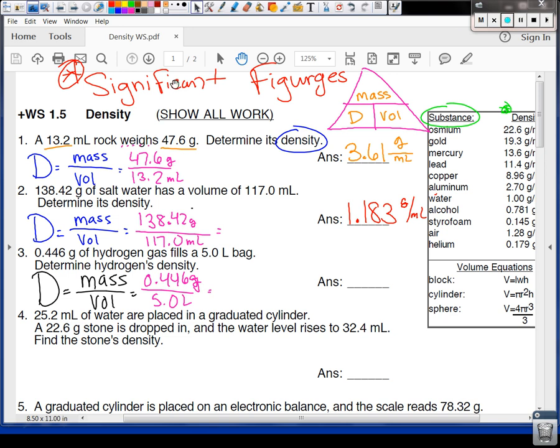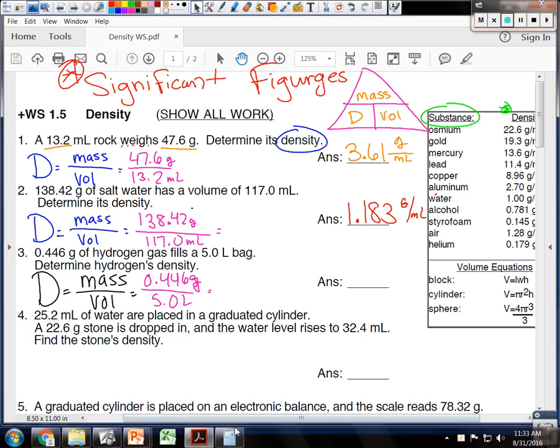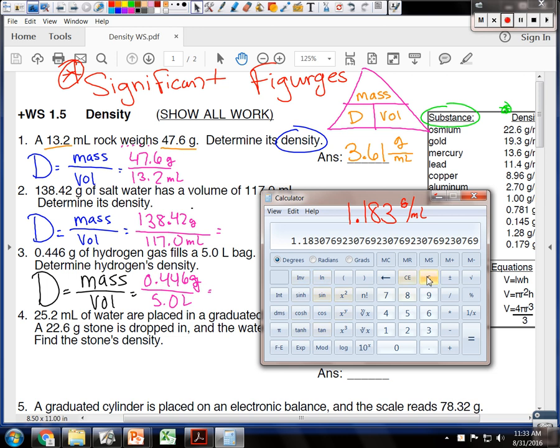So let's pull up our handy dandy calculator. Clear this. 0.446 divided by 5 is equal to that. Now, this is where significant figures are going to throw a curveball at you. How many of you wrote 0.08? How many of you wrote 0.09? How many of you wrote 0.089? How many of you wrote the whole thing?